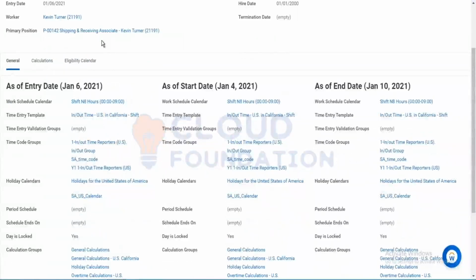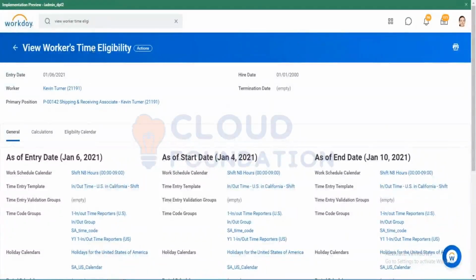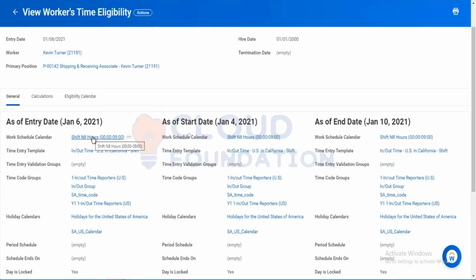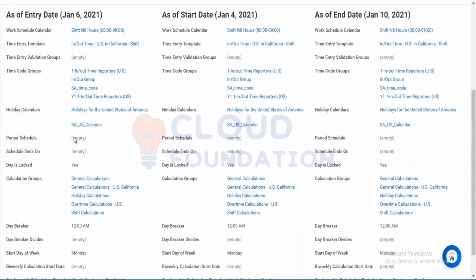So always remember, you will be using this day in day out when it comes to Workday time tracking. For every worker, if there is a break fix or any issue, the first thing you will do is use the task View Workers Time Eligibility. It is the first thing to check to identify which worker is using which period schedule. You will identify that he is a shift worker, he's using this UI time entry template, and his period schedule is currently empty, but he is using a period schedule.